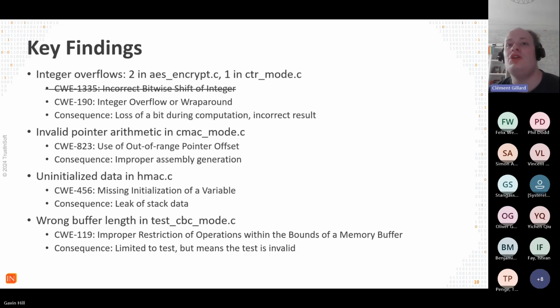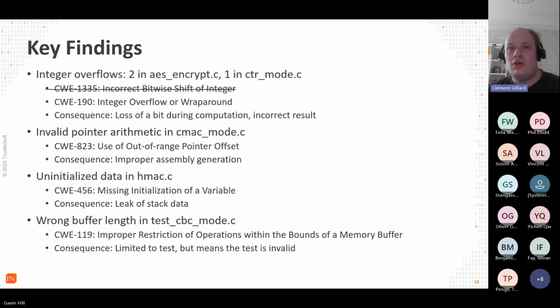Then we had some uninitialized data in hmac.c. This is an instance of CWE 456, missing initialization of a variable. The consequence, as always with uninitialized data, is that you are going to leak some data, and that opens the case for maybe some timing attack. This is especially ironic since this specific dummy variable was there to also prevent another timing attack.